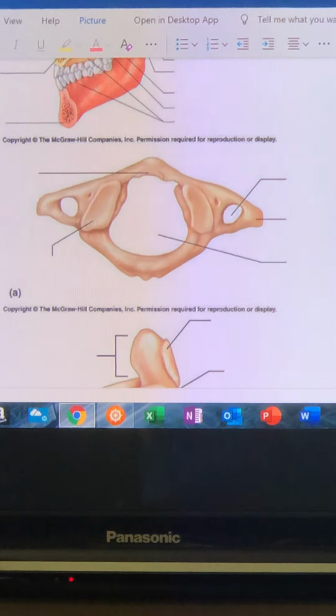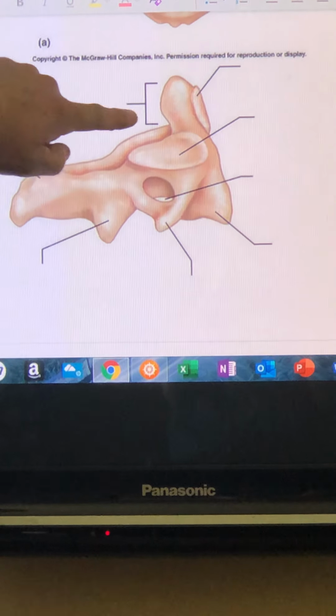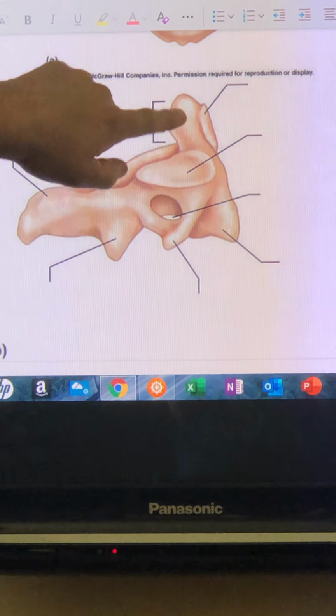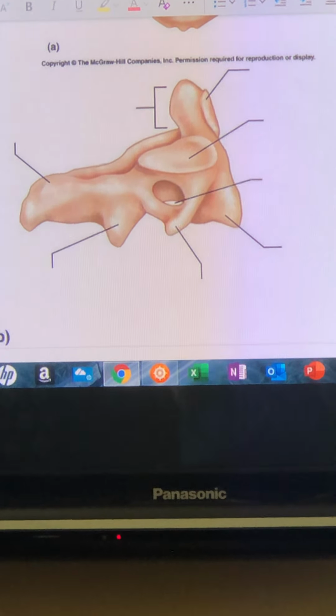Again, this is C2, or axis. This little bracketed line here is showing you the odontoid process, or the dens. And that's what I want you to know on it again. So a lot of these structures are the same as I wanted you to know on the actual bone pictures.